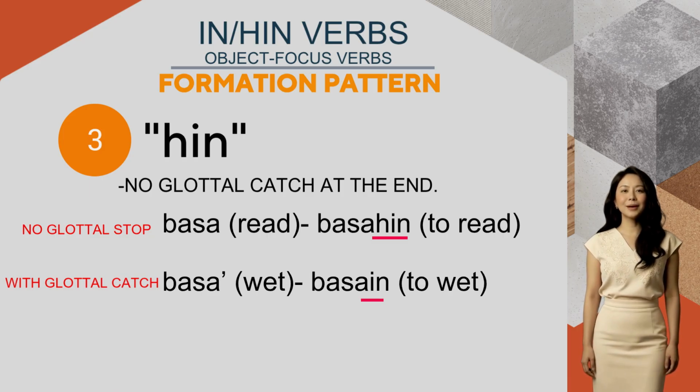For our first example, there is no glottal stop, therefore we are using HIN. Basa, read. Basahin, to read. There's a smooth vowel ending, no catch in the throat. For our second example, we are using IN because it has a glottal stop. Basa, wet. Basain, to wet. So it ends with a glottal stop like the break in uh-oh.